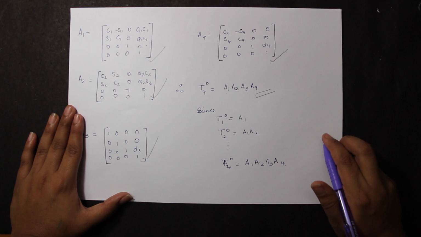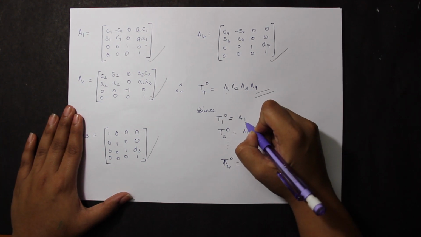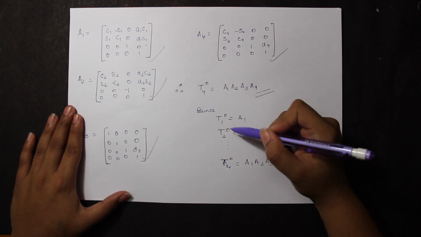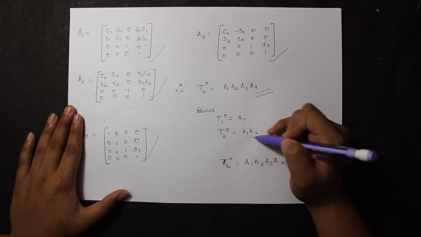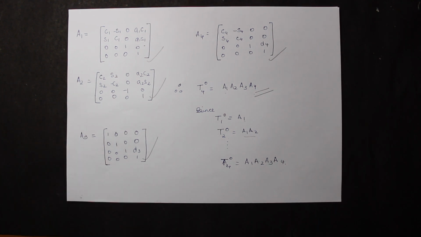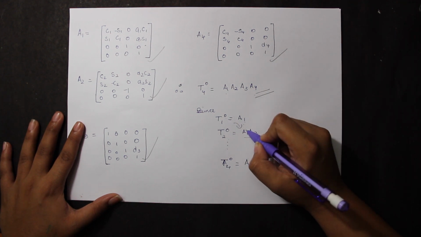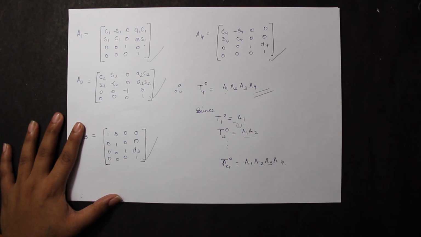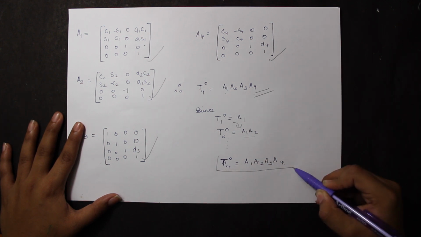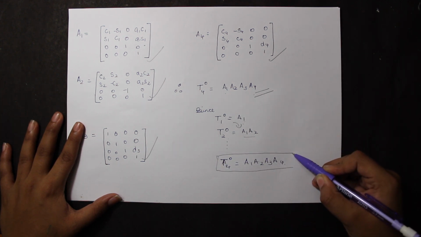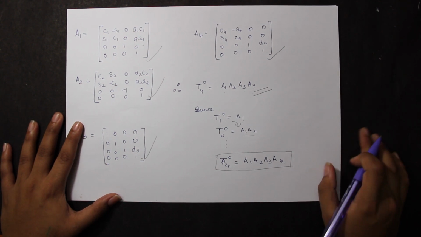The T1 with respect to the zeroth frame is A1, since it has only one homogeneous transformation with respect to the zeroth frame. The second frame with respect to the zeroth frame will have a motion for the second frame and also with respect to the first frame. That is T1 0 into A2, and we come up to A1 into A3. If you go ahead and find it for T4 with respect to the zeroth frame, you'll find it as A1 into A2 into A3 into A4, and you'll multiply all of them.